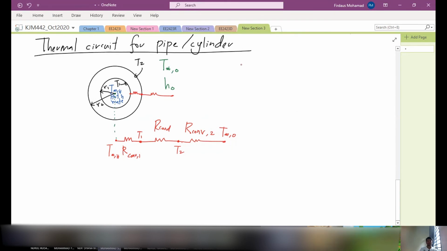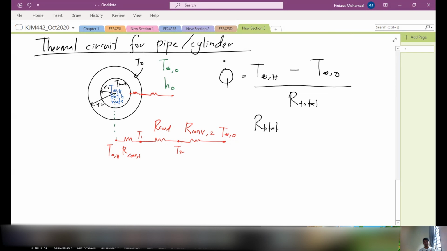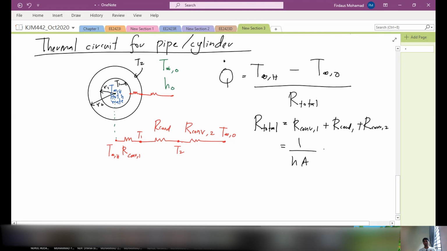Okay, so now let's say you want to calculate Q dot. Q dot for this case is T ambient hot tolak dengan T ambient O, which is outside, outer pipe, to the environment, and then divided by R total. So R total equal to apa? R convection 1 plus R conduction plus R convection 2. R convection apa ni? 1 over HA. Yang ni R conduction apa? L over KA untuk plane wall.